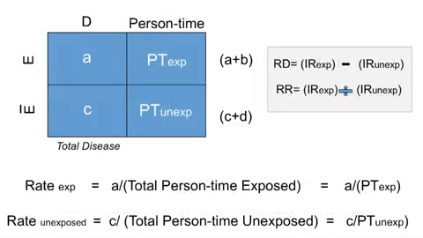Now, applying our rate difference and rate ratio formulas, the rate difference is A divided by PT in the exposed, where PT stands for person time, minus C divided by person time in the unexposed. And the rate ratio is A divided by person time in the exposed divided by C divided by PT, or person time in the unexposed.